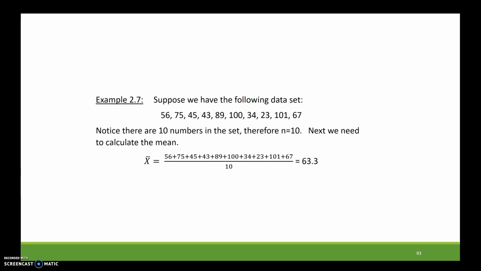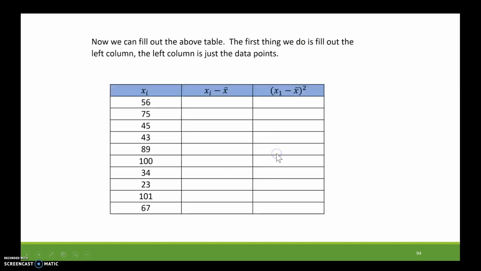The first thing we need to do is calculate the mean. Down here we've calculated the mean for this data set, and it's equal to 63.3. Now in the next 2 pages of your notes, we're going to fill out that table that we described using this information. The first thing we need to do is fill out the left column. To fill out the left column of the table, we're just going to write down each of the data points.